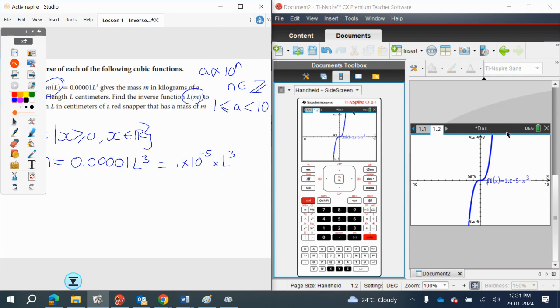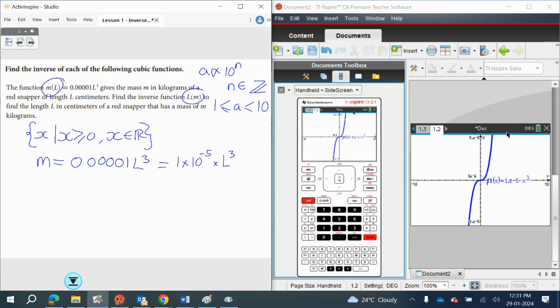It couldn't be 0. N can't be 0, it has to be an integer. So to move this to the other side, we get 1 times 10 to the 5. M equals L cubed. So L of M is just the cube root of that.